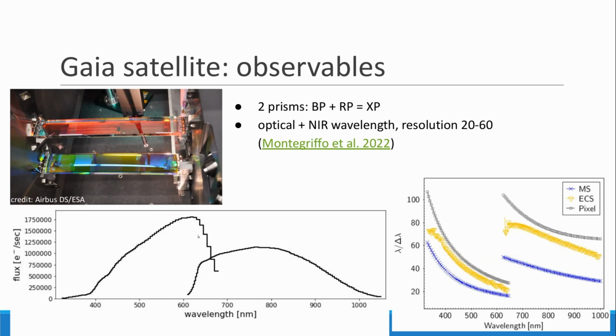As you can also see here, I intentionally plotted the spectrum as histograms. The resolution of these spectra is fairly low. This is what is shown here on the right-hand side. This is the spectral resolution as a function of the physical wavelength. This is BP, this is RP, and we just look at the blue curve here, which is the mean spectra. This is what MS means, the mean spectra. I will explain that in a second. And as you can see, the spectral resolution for BP is between 20 and 60, and for RP, it's between 50 and 30.